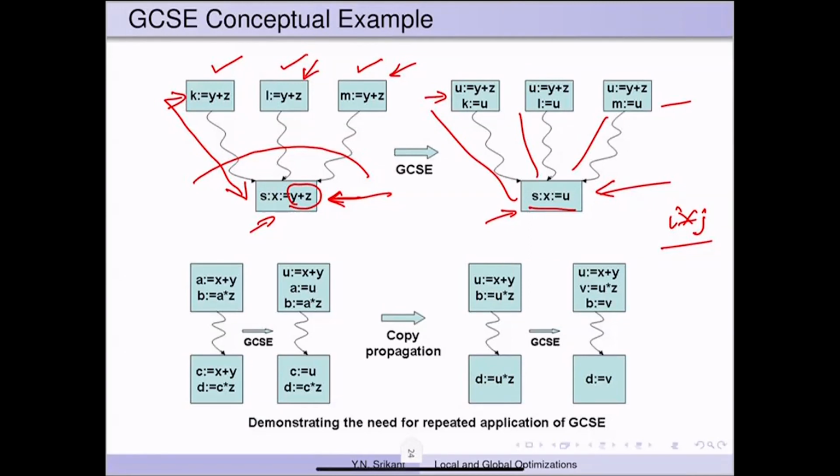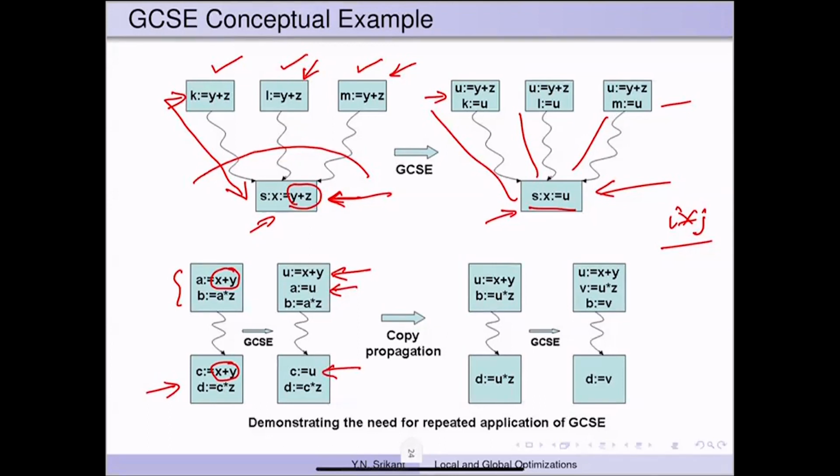So what is the side effect of this GCSE? Take this example. We have a equal to x plus y and b equal to a star z. Following that is another piece of code, c equal to x plus y and d equal to c star z. It is very easy to see that x plus y is a common subexpression here. So we said Eureka, we replaced it by saying u equal to x plus y, a equal to u, and finally c equal to u here. So far so good, no problem, right?